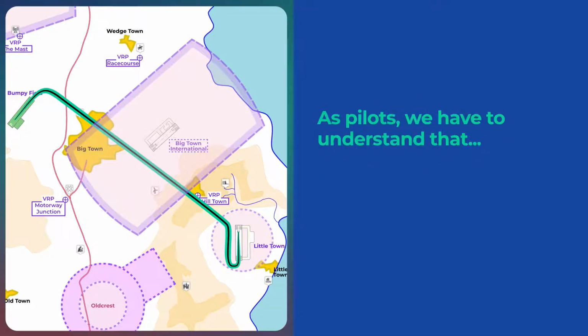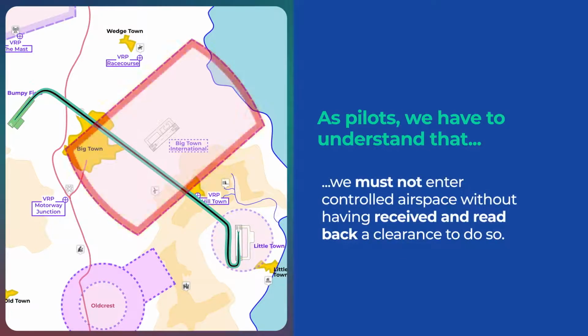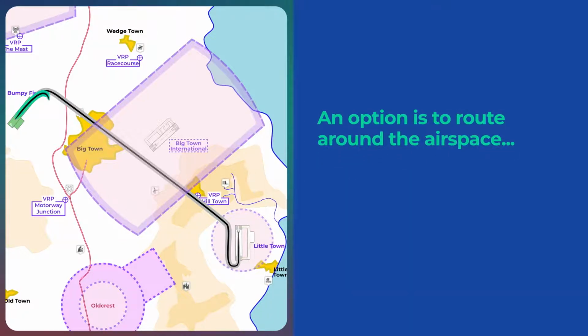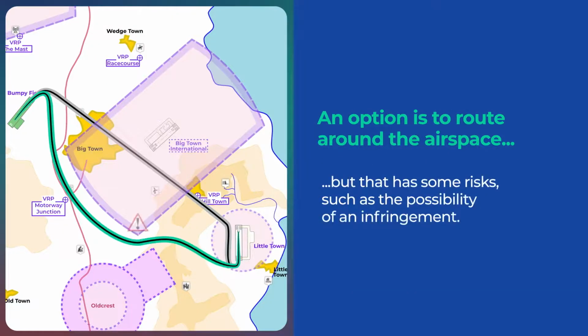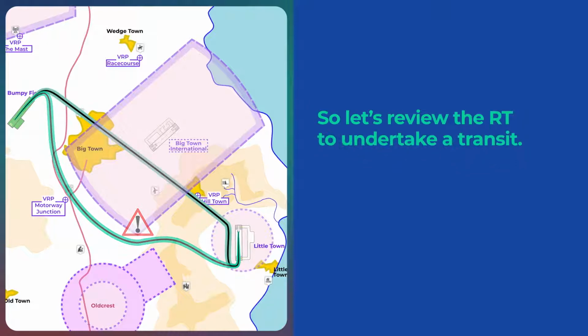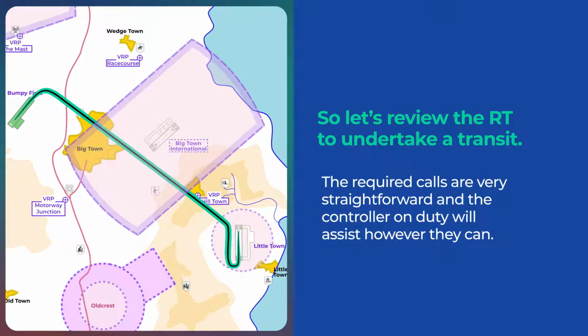As pilots, we have to understand that we must not enter controlled airspace without having received and read back a clearance to do so. An option is to route around any controlled airspace. This has some risks, such as a greater possibility of an infringement. So instead, let's review the RT to undertake a transit. The calls are very straightforward and the controller on duty will assist however they can.